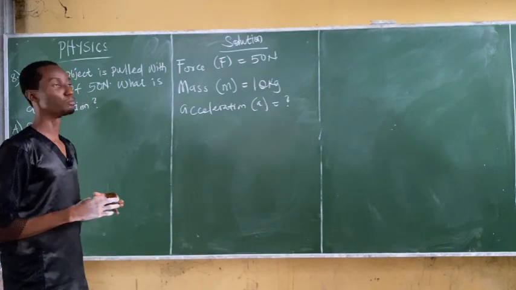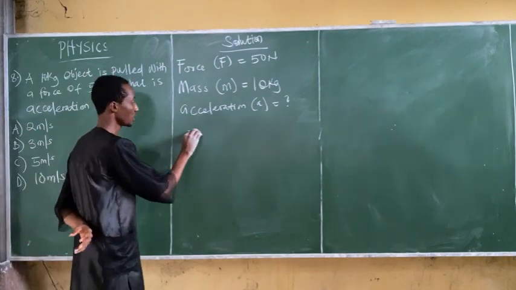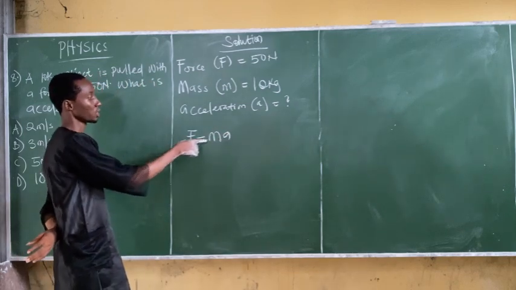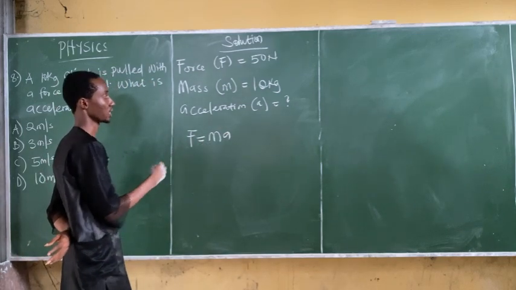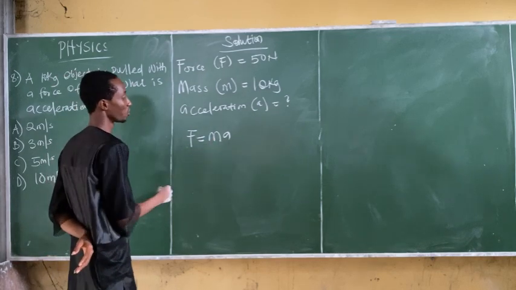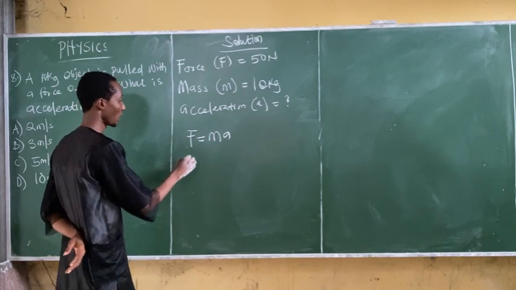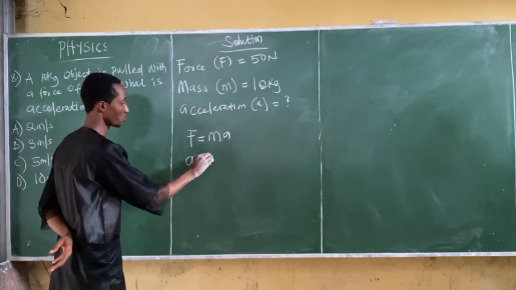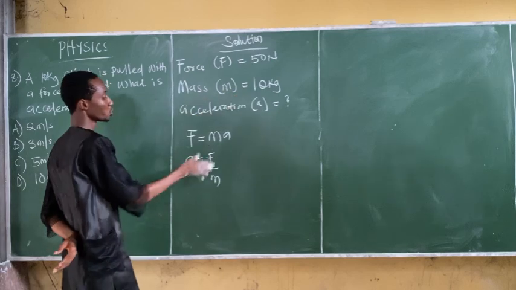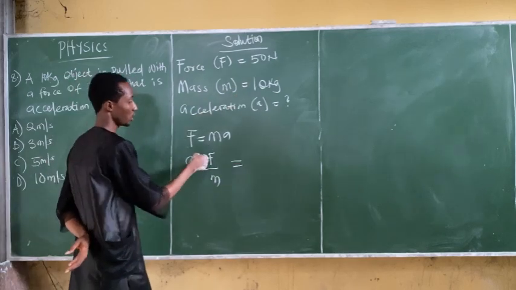From Newton's second law of motion, the formula remains F is equal to ma, where F is the force, m is the mass, and a is the acceleration. Since we are asked to look for a, let's make a the subject of the formula, acceleration. We have a is equal to F over m. If we substitute these values into this equation, we have F over m.